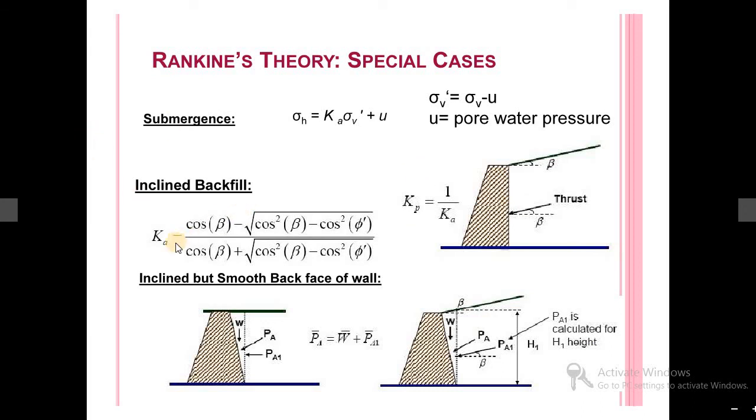Now for the inclined backfill, this is the Ka we can compute, and Kp will be 1 upon Ka. Accordingly we can compute that. And if it is an inclined but smooth back face, then Pa is equal to W plus Pa. So here it is an inclined back, and the weight of this soil will be computed, and based on that the horizontal component of that weight will be computed, and it will be added to the total pressure.